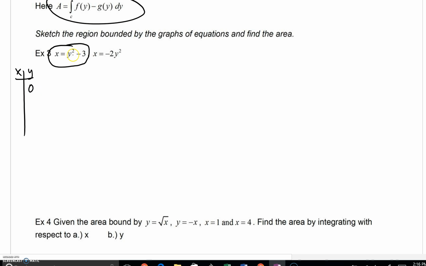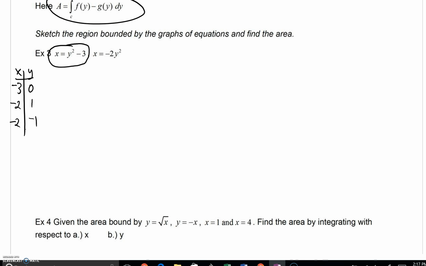If I let y equal 0, 0 squared minus 3, we'd have x equals negative 3. Let y equal 1. 1 squared is 1. 1 minus 3, you'd get negative 2. Let y equal negative 1. In a similar way, you'd get negative 2. We could proceed with this. We could definitely let y equal 2 and so forth.